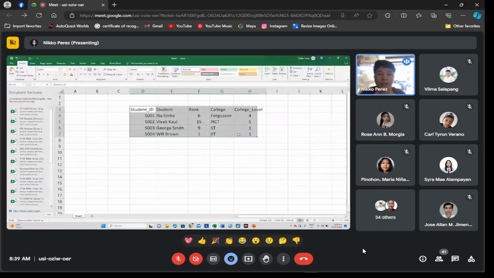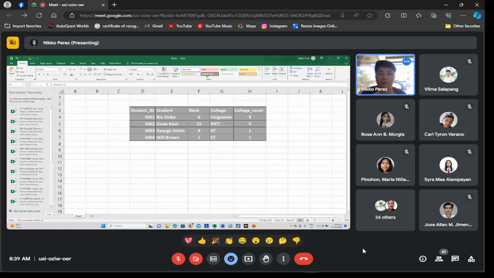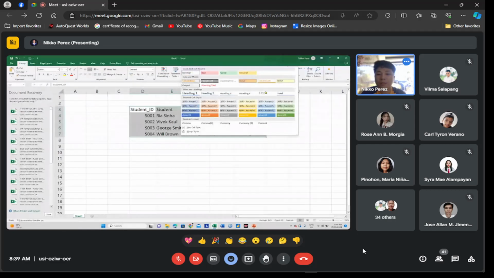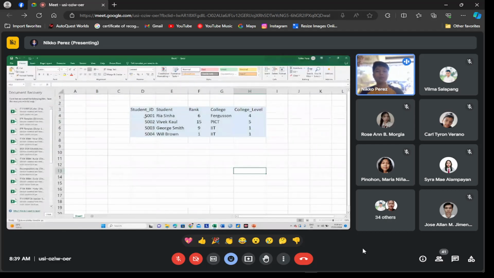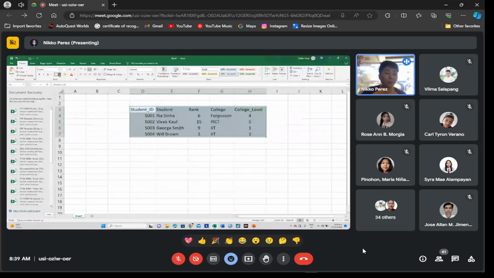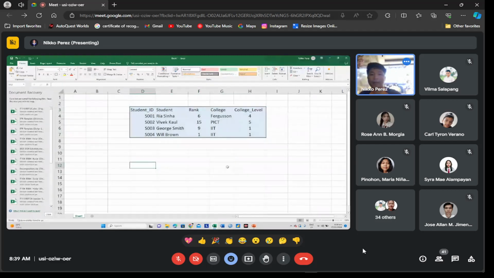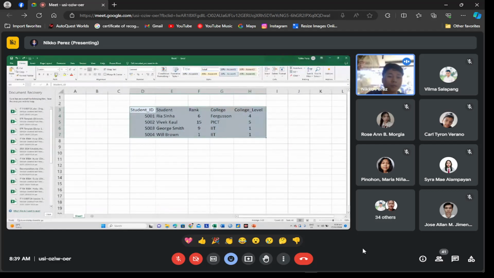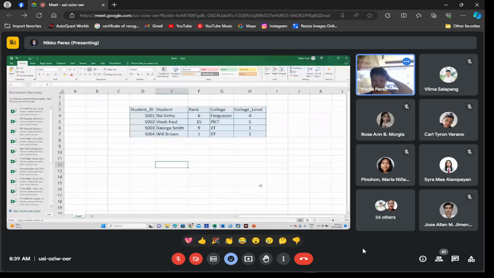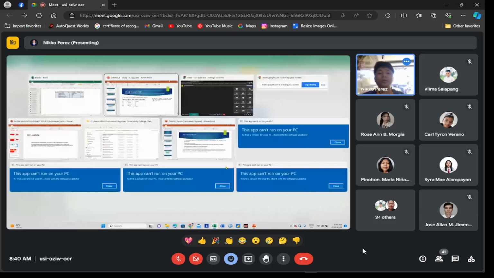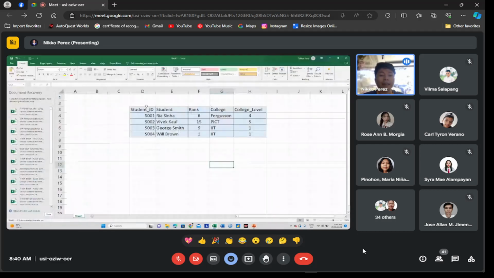So that is now our record. We already crafted our table, and we will be working on this table. I hope you follow. This is what we will decompose and give a solution to.